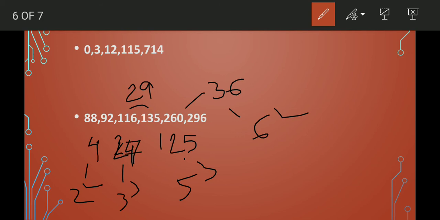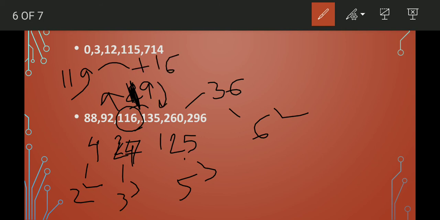92 plus 27, it should be 119, not 116. And after 119, if we add 16 with 119, we will get, oh sorry, it's not 29, it's 19. So in this place of 116, it will be 119. If we add 119 with 4 square, that is 16, we will get the next term, that is 135.